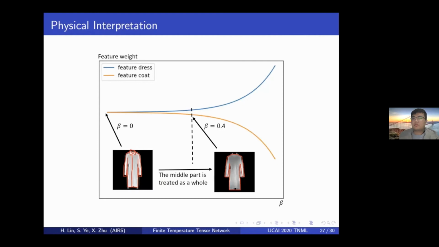Mathematically, for a small value of beta, this temperature layer approaches the identity matrix, corresponding to the original MPS structure. For a significantly large value of beta, due to the exponential decay, the variation between features approaches zero, leading to an entire black image. A proper value of beta will emphasize the main feature and benefit the training process.